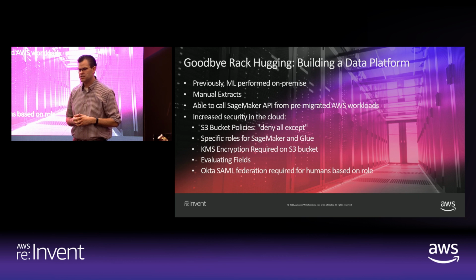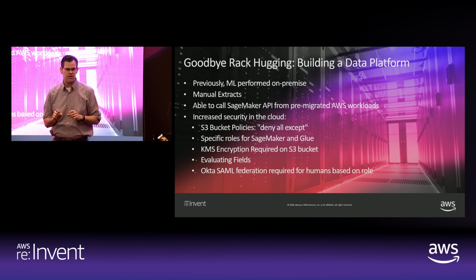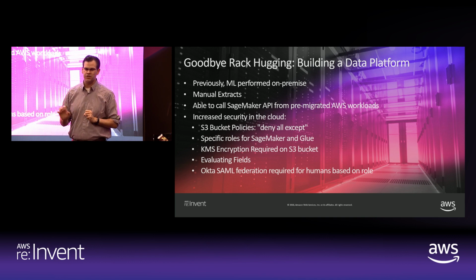The second was we had specific roles that were created around SageMaker and Glue and gave those roles access to the bucket. That allowed us to give separate permissions. SageMaker needs certain things to actually build the model, and Glue needs certain things in order to actually extract data as a part of the data lake.